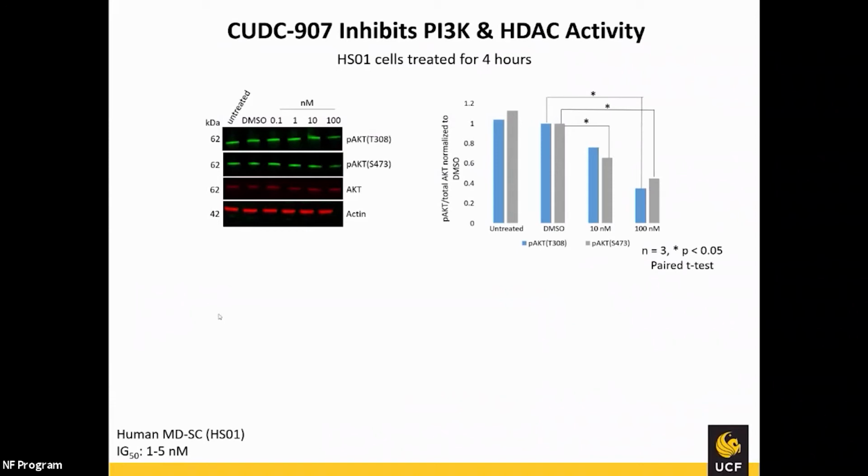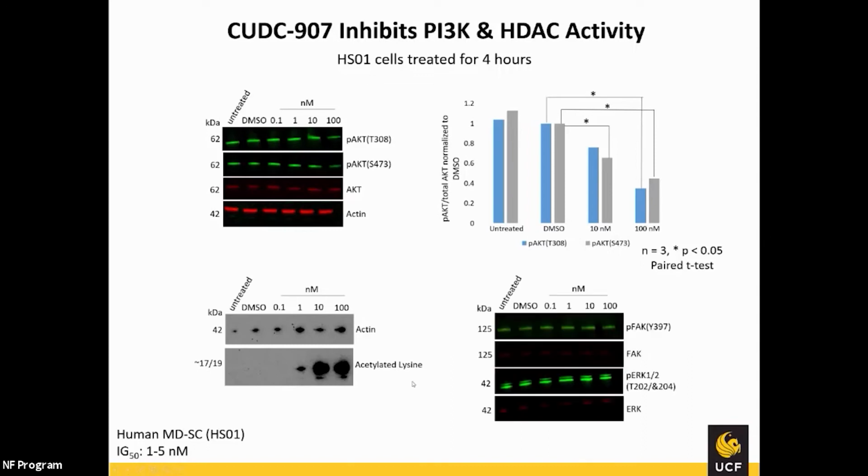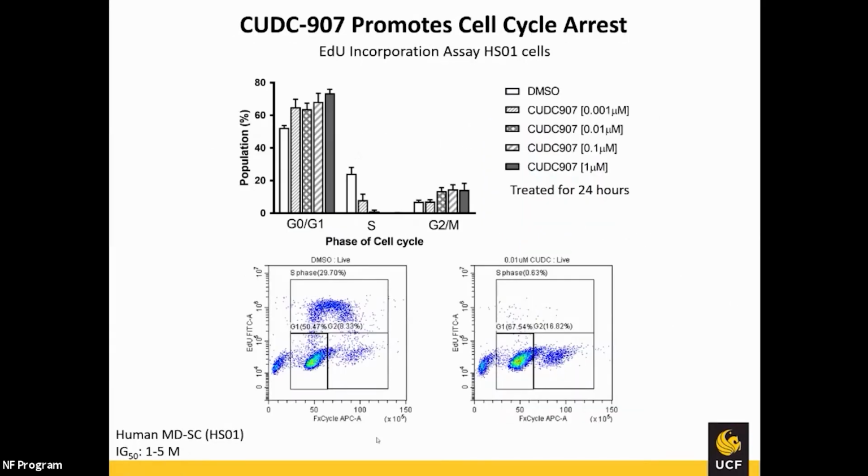For Western blot analysis of target modulation, HSO1 cells were treated with 0.1 to 100 nanomolar CUDC-907 for 4 hours. We found that 10 nanomolar reduced levels of phosphorylated AKT at threonine 308 and serine 473, indicative of PI3 kinase inhibition. 1 nanomolar increased levels of acetyl-lysine, indicative of HDAC inhibition. Specificity of CUDC-907 is shown by no reduction in the levels of phosphorylated FAK or ERK. We conducted flow cytometry analysis of EdU incorporation to measure CUDC-907 effects on cell cycle progression. HSO1 cells were treated with 1 nanomolar to 1 micromolar CUDC-907 for 24 hours.